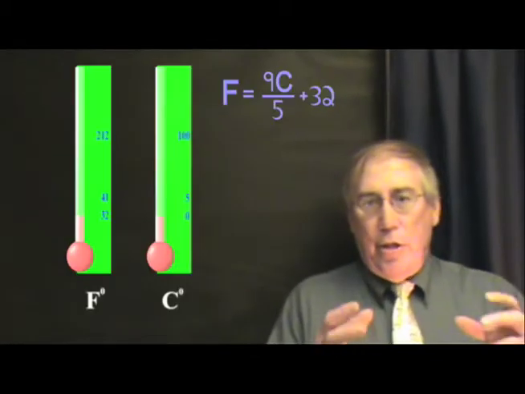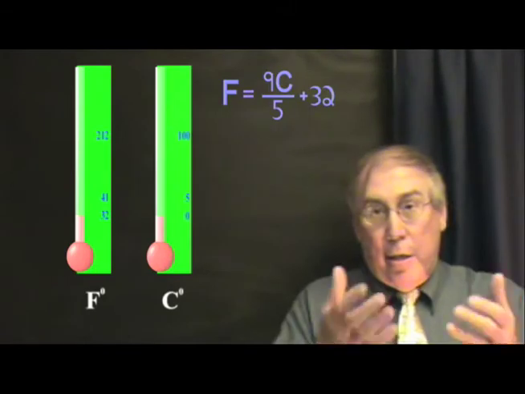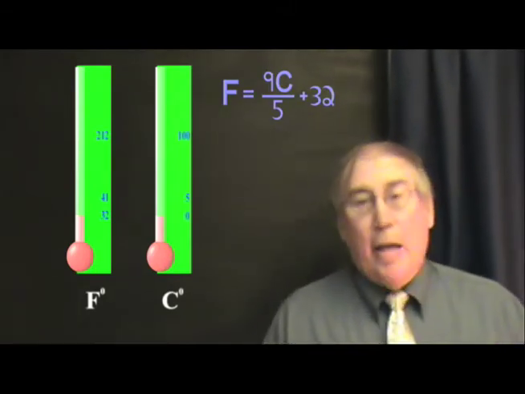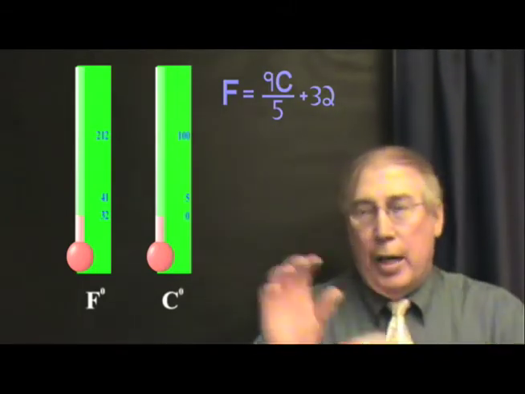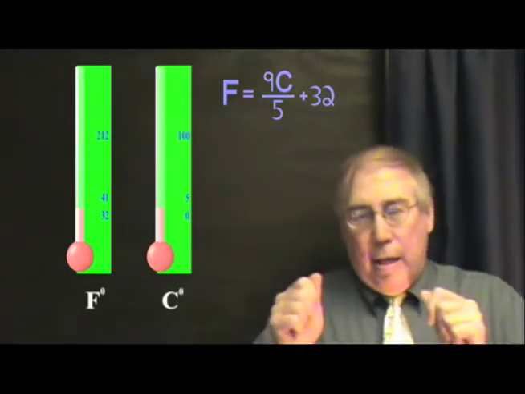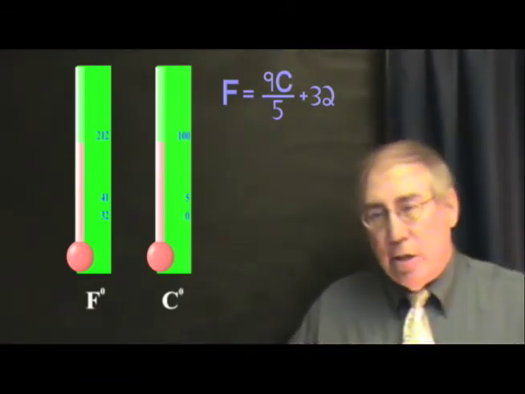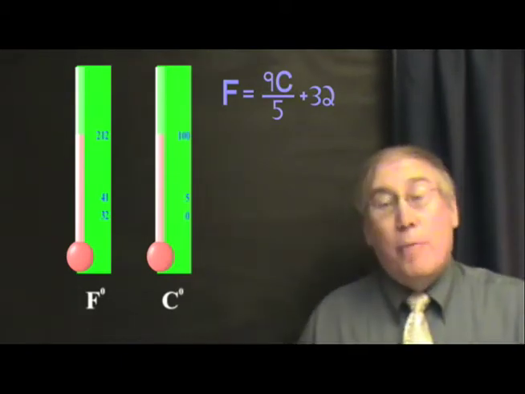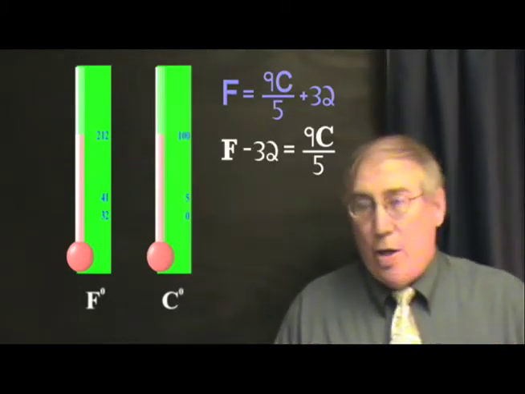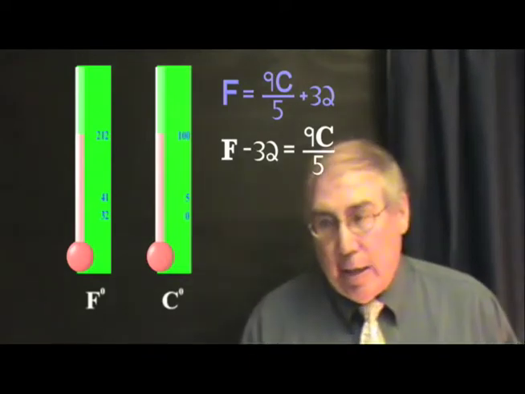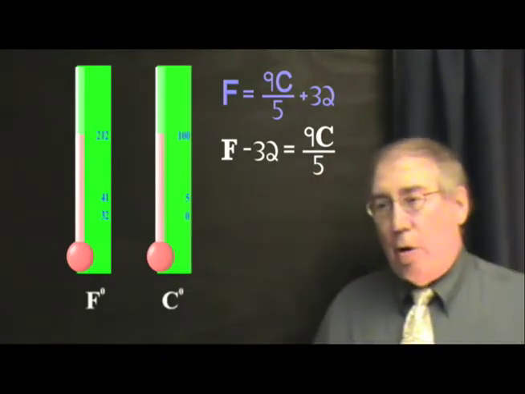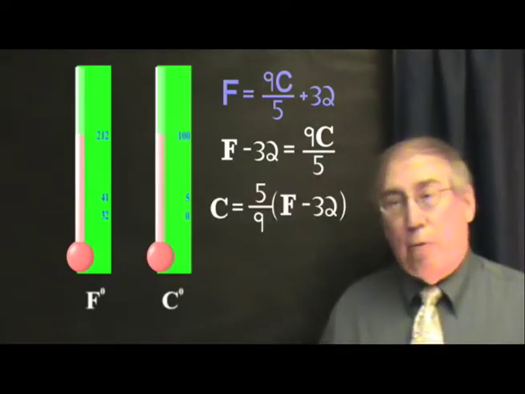Now this next problem involves a literal equation. It's involving Fahrenheit and centigrade. If you have 32 degrees Fahrenheit, that's the same as 0 degrees centigrade. If you have 212 degrees Fahrenheit, you have 100 degrees centigrade. Now let's suppose that we want to solve for centigrade and then put in a value for Fahrenheit.